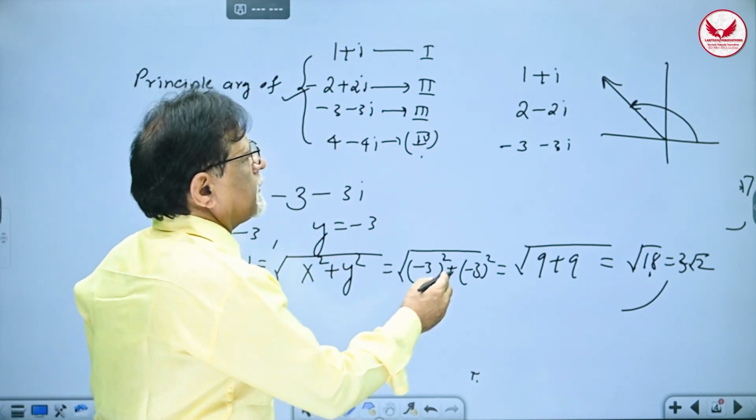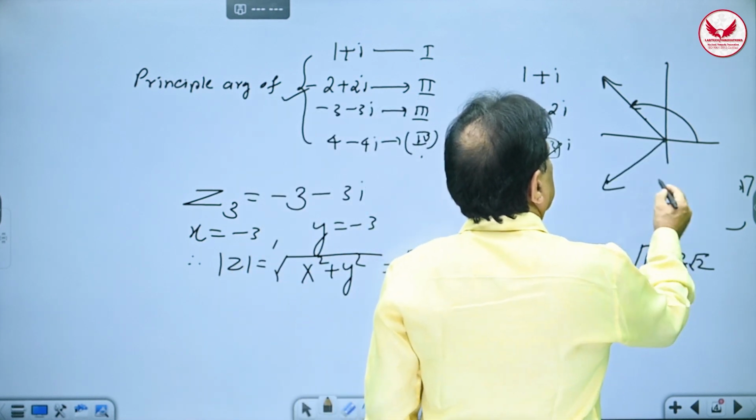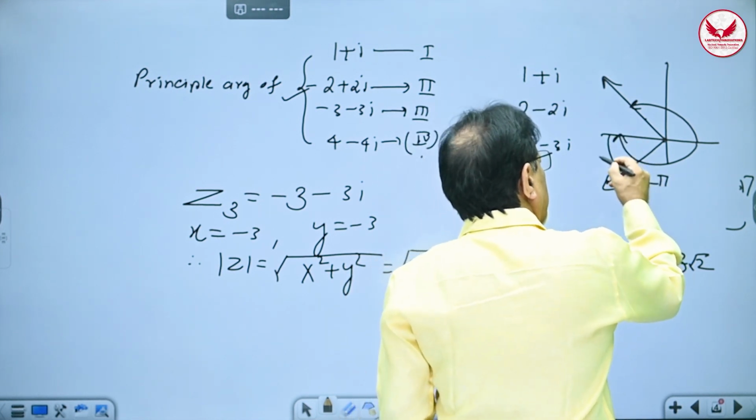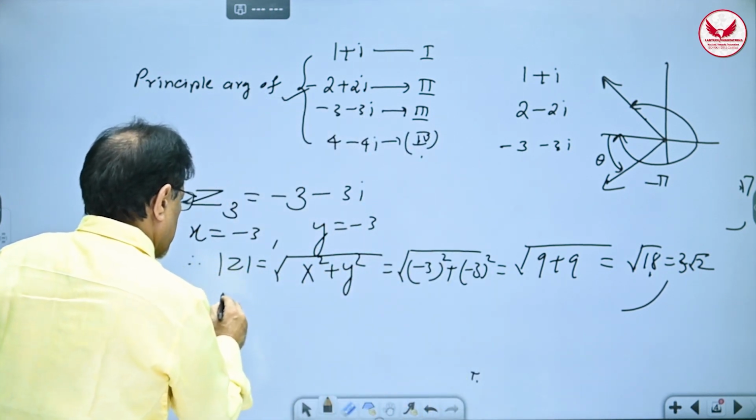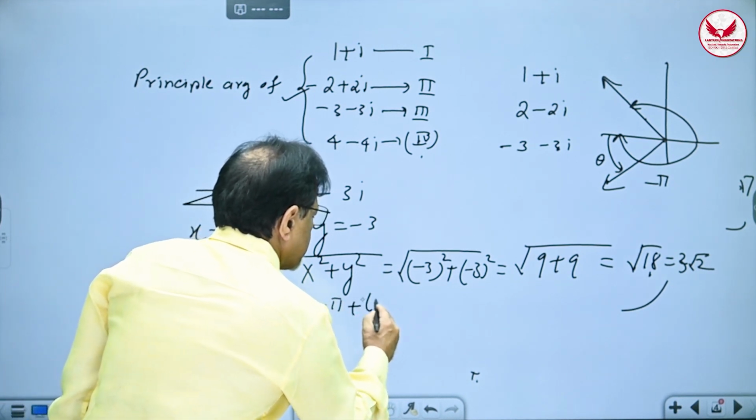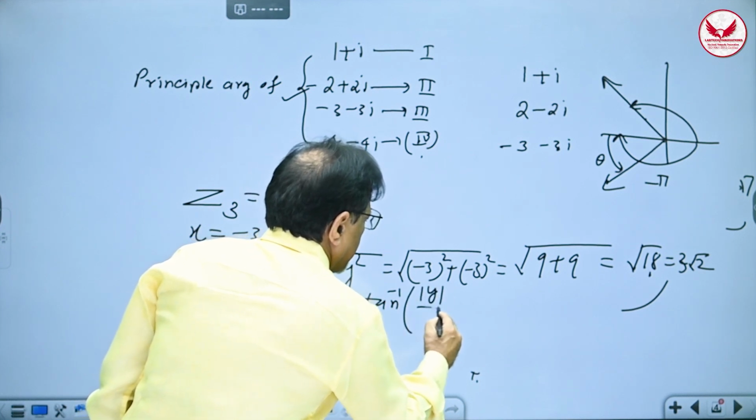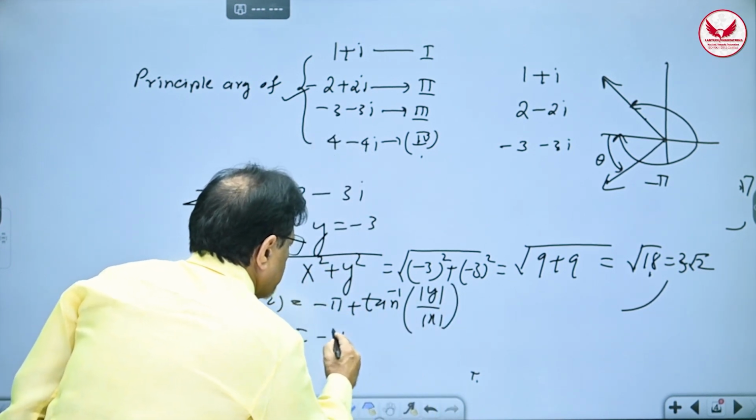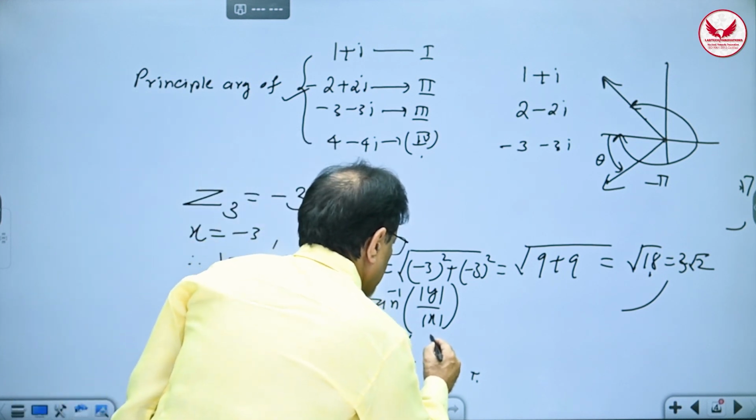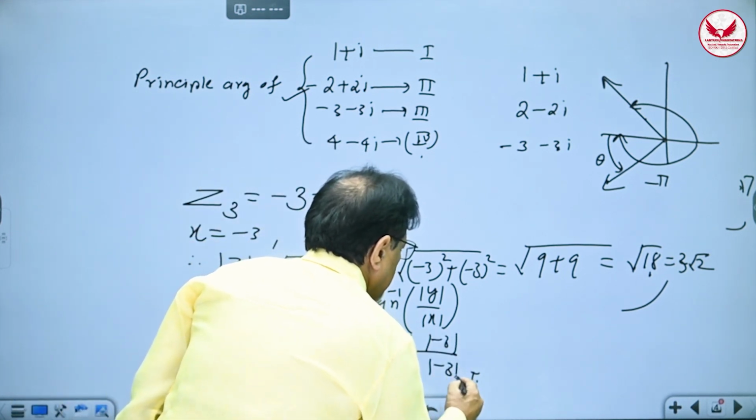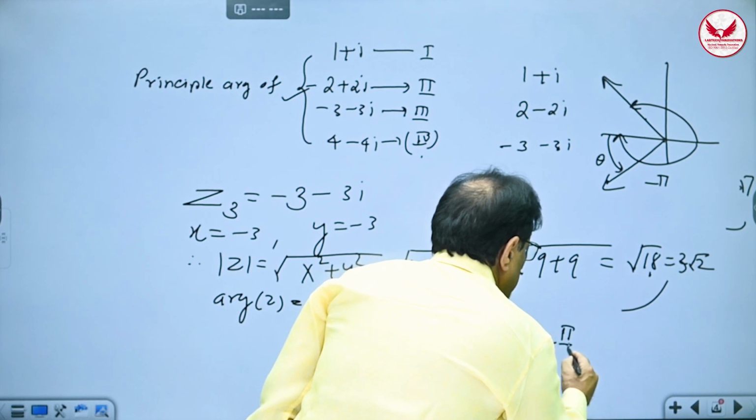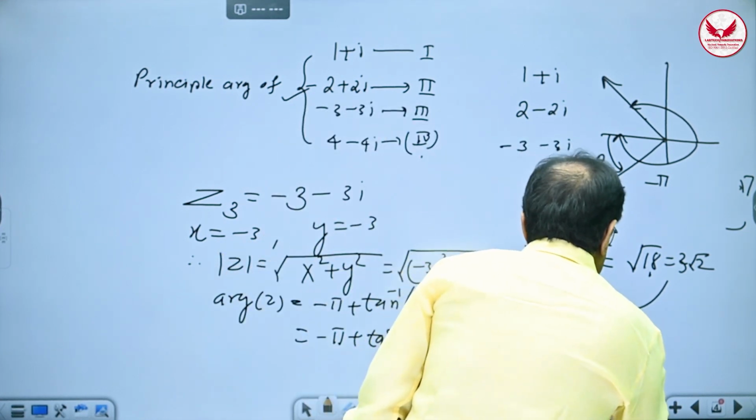But we are in the third quadrant. Third quadrant means the vector is here. So I have to go like this first. That means I have to traverse minus pi first and then come back by the angle theta. Okay? So it means argument of z is given by minus pi plus tan inverse of mod of y by mod of x. So which is equal to minus pi plus tan inverse of mod of minus 3 upon minus 3. So therefore again it is 1, so it is minus pi plus pi by 4. So the whole answer is minus 3 pi by 4.